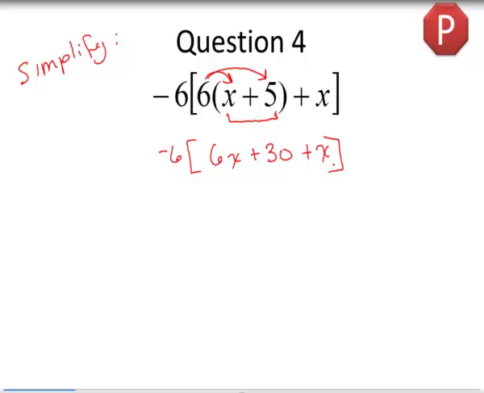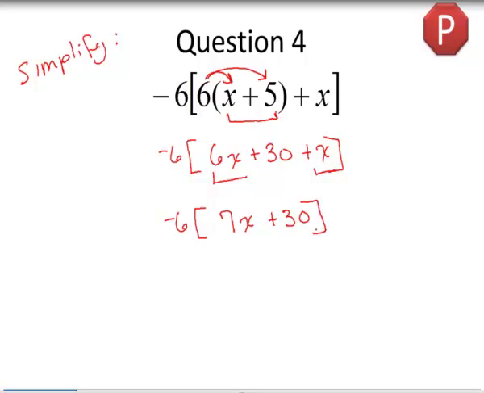Then I have brackets. All right. Now again, I'm looking inside the brackets since the parentheses are gone. Is there anything inside the brackets that I can simplify? Yeah, good. I have like terms in here. I have a 6x. And how many x's is this? What's the coefficient on this x? 1. So when you combine the 6x and the 1x, what do you get? 7x plus 30. Now everything's simplified inside the brackets.